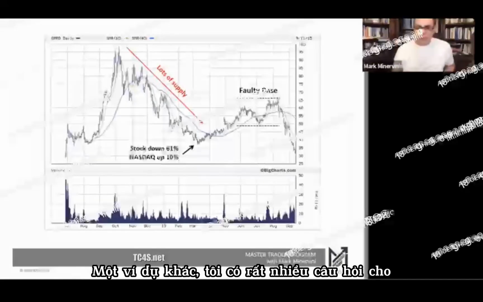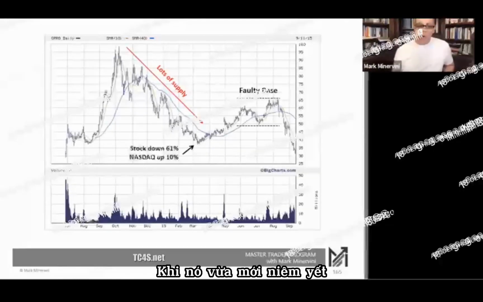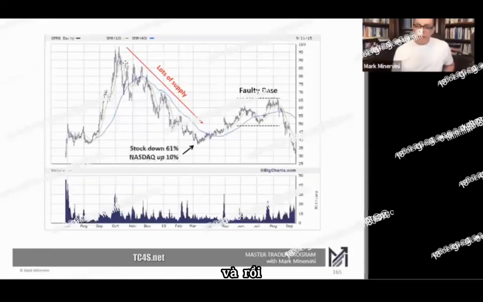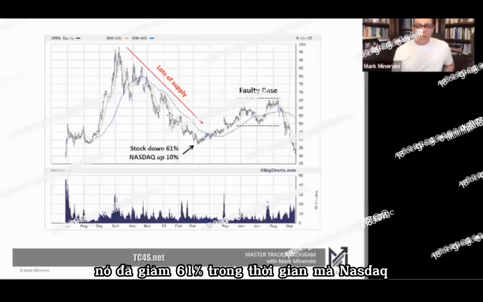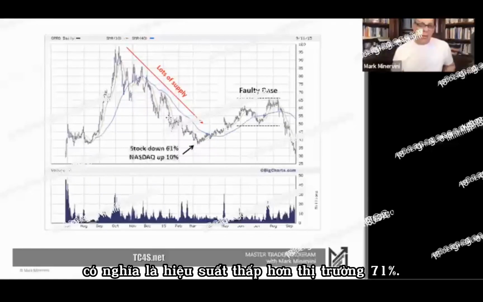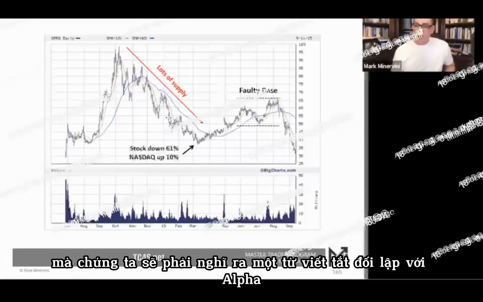Another one that I got a lot of questions on back in 2015 was GoPro, in 2014 and 15, when it came out as a new issue. It was ripping higher, and everybody was talking about it. And then it cratered. It went down 61% during a time where the NASDAQ was actually up 10%. We talk about underperformance, 71% underperformance. This is the complete opposite of alpha, for which we'll have to come up with an acronym.